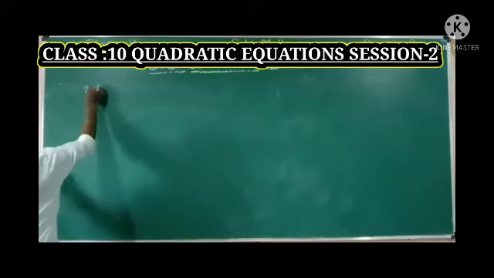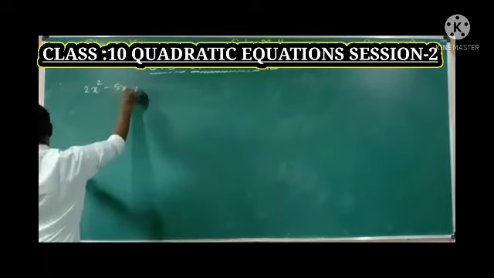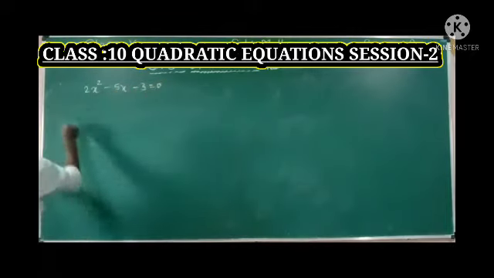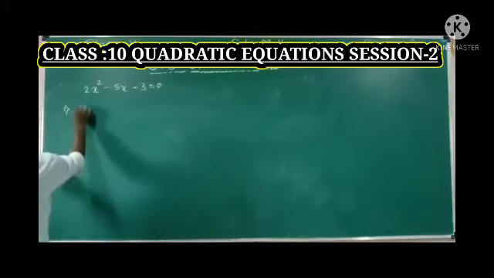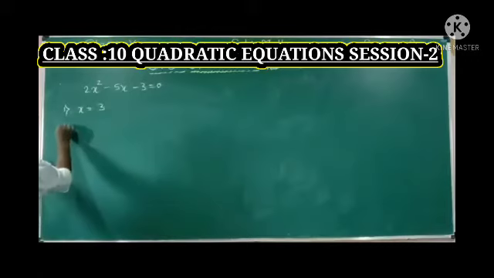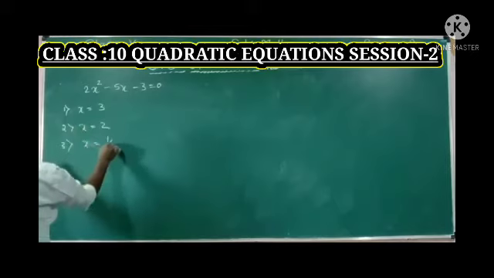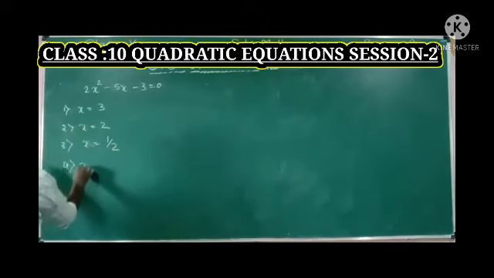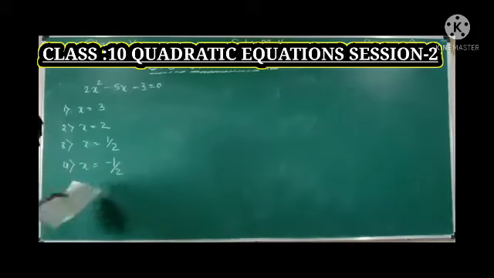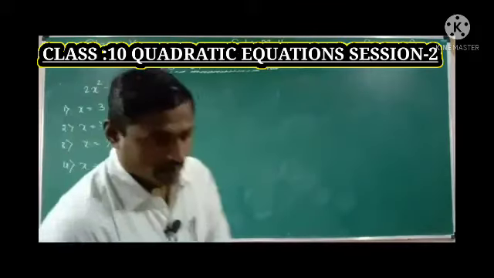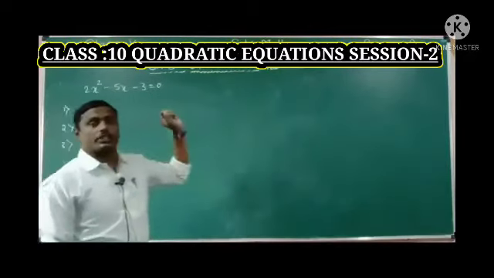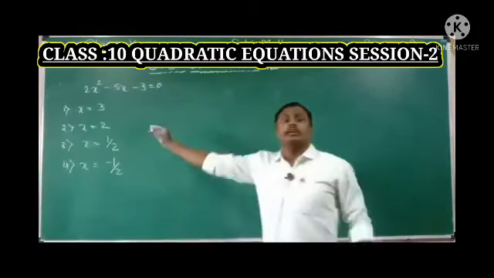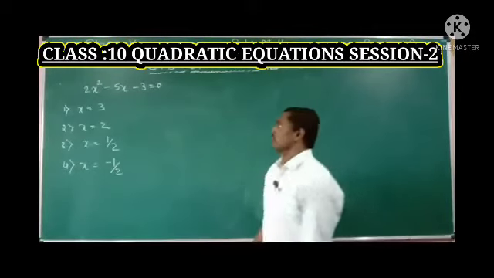So the given quadratic equation is 2x square minus 5x minus 3 is equal to 0, and the solutions given are: x is equal to 3, second x is equal to 2, third x is equal to 1 by 2, and fourth x is equal to minus 1 by 2. Just substitute these values in the quadratic equation. If LHS is equal to RHS, these are the solutions of the quadratic equation.